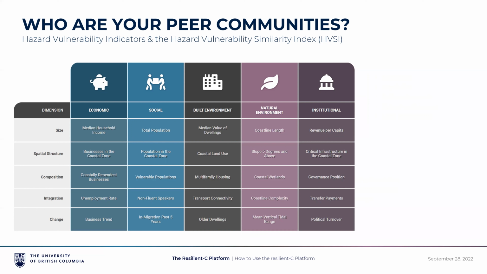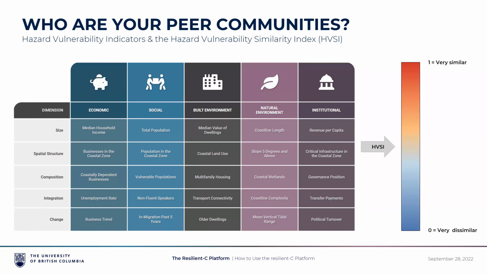What's most important for this tutorial is that we use these indicators to establish community similarity on a scale ranging from 0, meaning very dissimilar, to 1, meaning very similar. This is called the Hazard Vulnerability Similarity Index, and the best matches are going to be found when we compare two communities at a value of 0.8 or above.